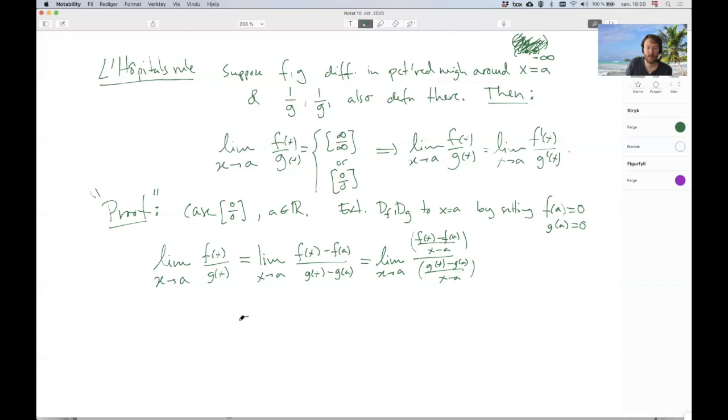And now the thing happens. If this guy has a limit, and if this guy has a limit, I can move the limit like this. So let's see what happens now if I can do this. If these two guys exist, I get f prime of a divided by g prime of a like this. Now notice, I'm getting here more than I should. So there's no limit here. What I'm getting here is the value of the derivative of f at a and the value of the derivative of g at a.